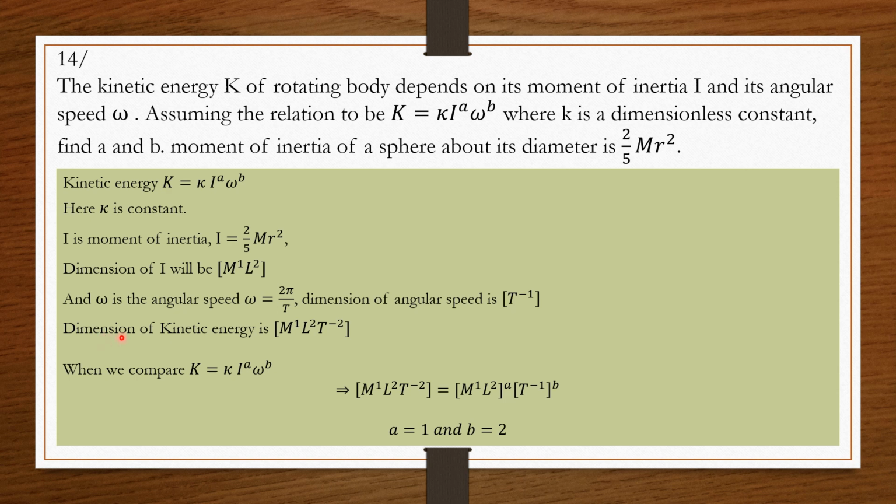And also we know the dimension of kinetic energy is M1 L2 T minus 2. And when we compare these equations, that is K is equal to k I to the power a omega to the power b, you can find it as M1 L2 T minus 2 will be equal to M1 L2 to the power a T to the power minus 1 to the power b. And by equating these two dimensions, we can find the value of a as 1 and b as minus 2.